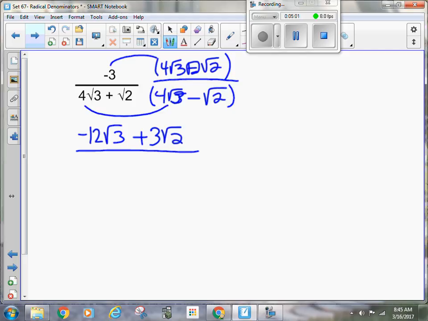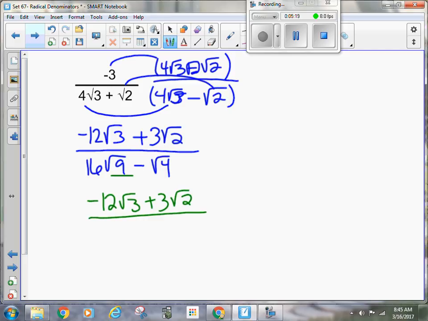So we only need to do our first two terms. So 4 times 4 gives me a 16 square root of 9. And my last two gives me a negative square root of 4. All right, so both of these radicals are going to disappear in my denominator. So I have negative 12 square root of 3 plus 3 square root of 2 over. Now this turns into a 3, so we get 16 times 3.